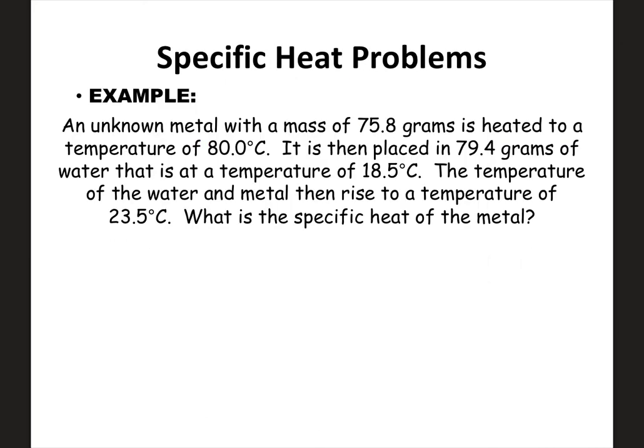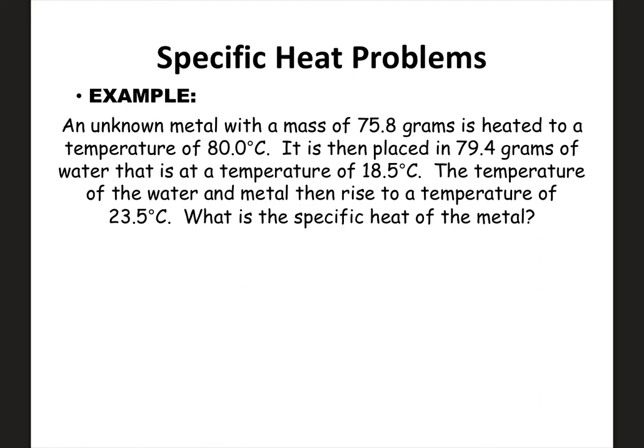So now we're going to try another problem here. All right, if you notice, there's a lot more going on here, but I'm going to point out how you know this problem is different. So first, we have an unknown metal with a mass of 75.8 grams heated to a temperature of 80 degrees Celsius. It's placed in 79.4 grams of water that is at a temperature of 18.5 degrees Celsius. The temperature of the water and the metal then rise to 23.5 degrees Celsius, and we want to know the specific heat of the metal.